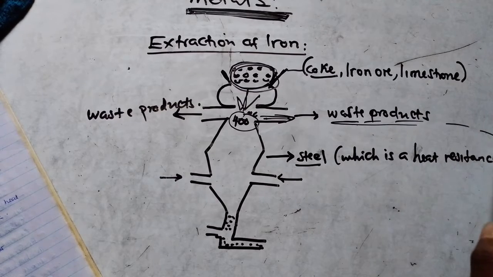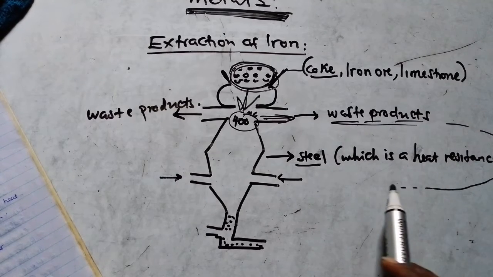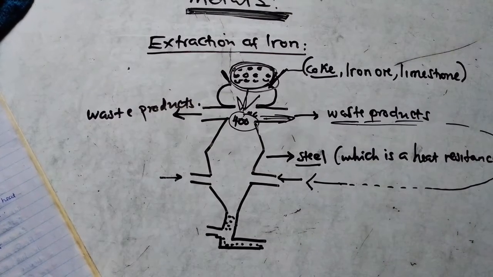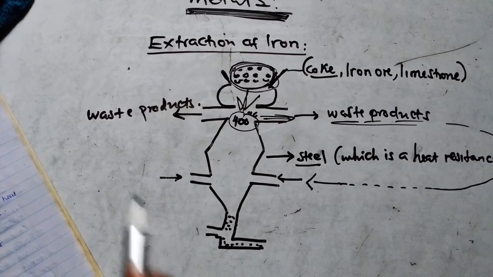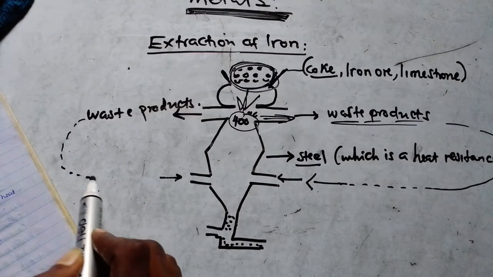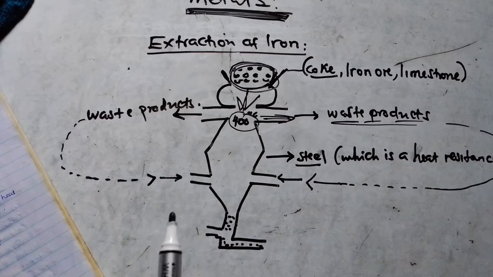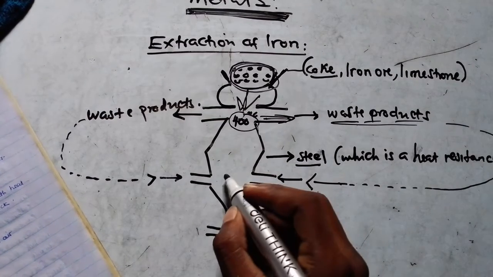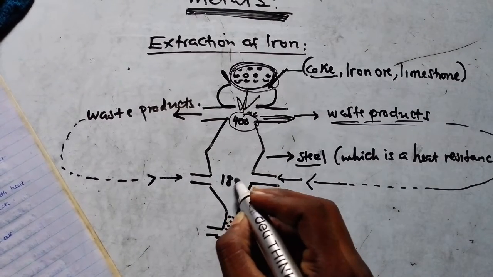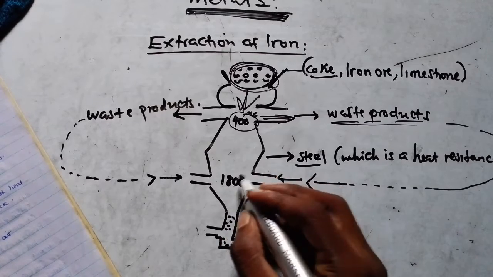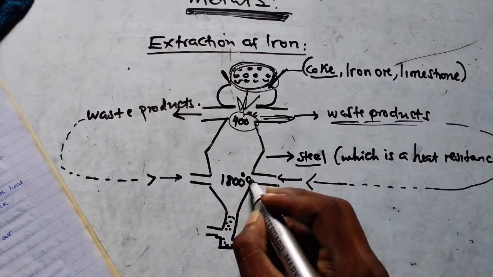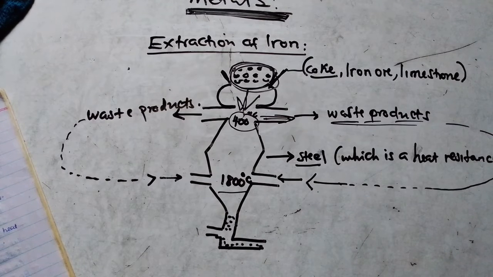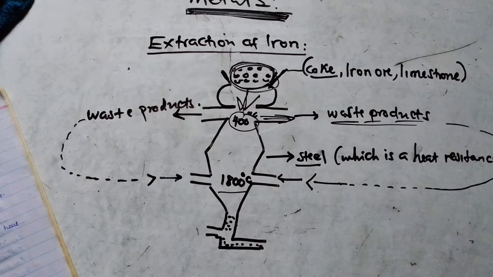So meaning again, it is going to come out like it's going to go in like this. It's going to enter here again as hot air. It is going to come like this. Then it's going to enter here as hot air. Then here we find the temperature which is about 1800 degrees Celsius. When you look at this temperature, guys, this is very enough temperature.